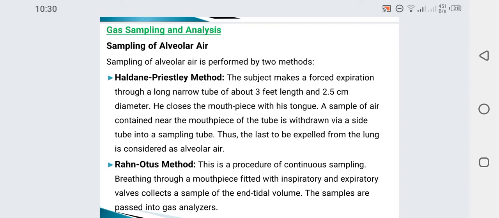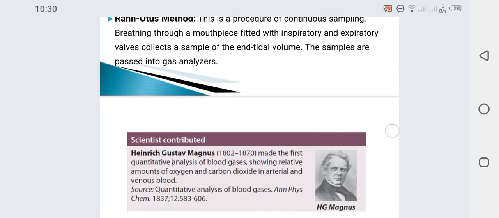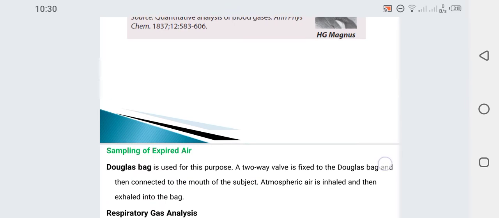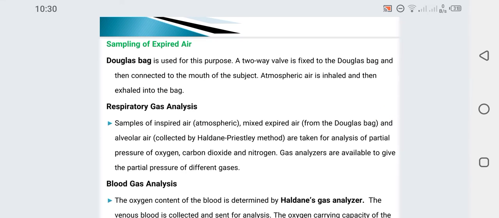Next comes the gas sampling and analysis. Sampling of the alveolar air is performed by two methods. The first one is the Haldane-Priestley method and the second one is the Rahn-Otis method. Sampling of the expired air is done by the Douglas bag, and this bag is used for this purpose. There is a two-way valve fixed to the Douglas bag and then connected to the mouth of the subject.